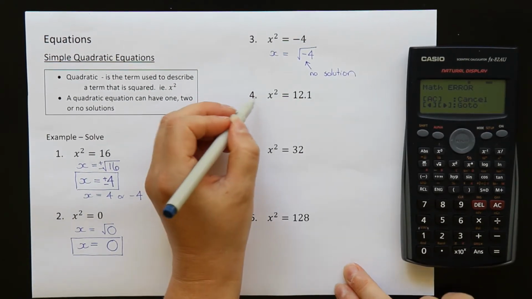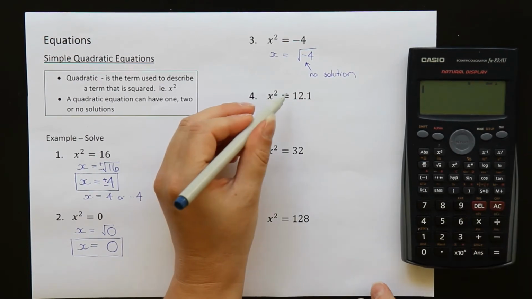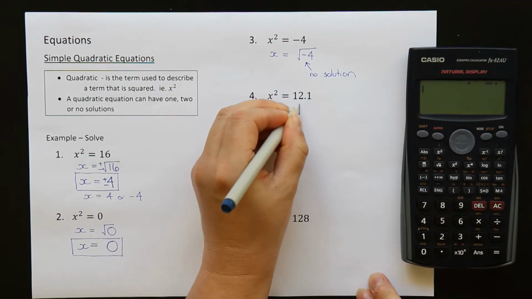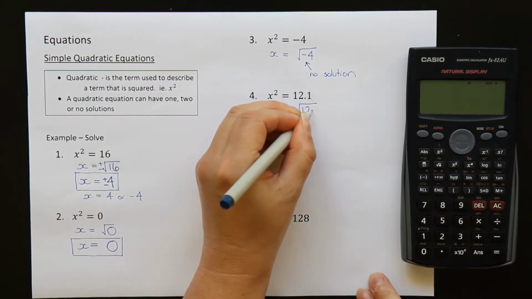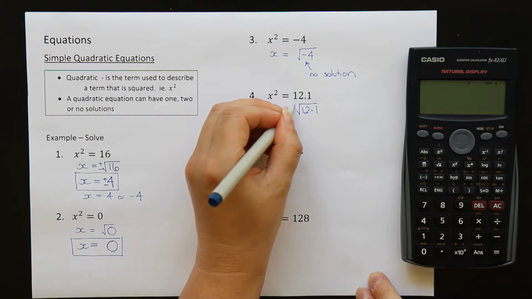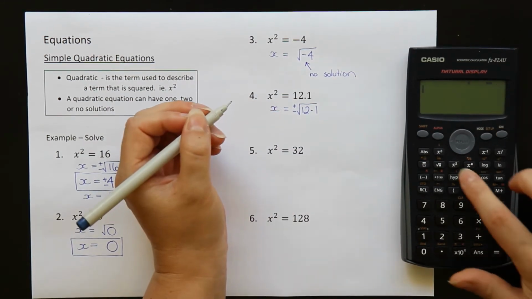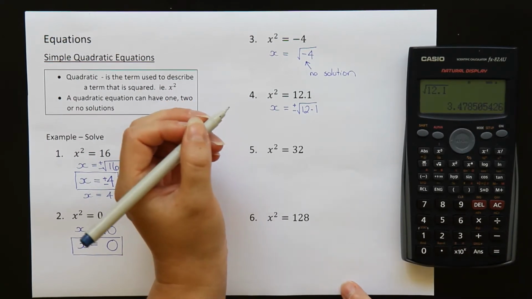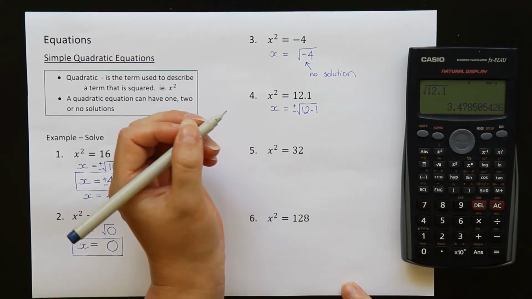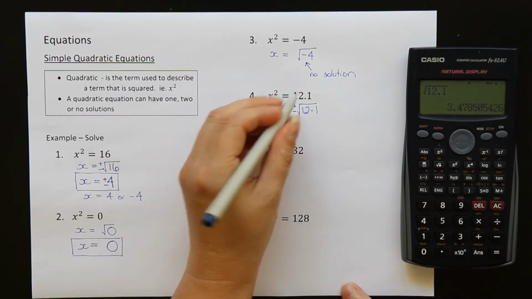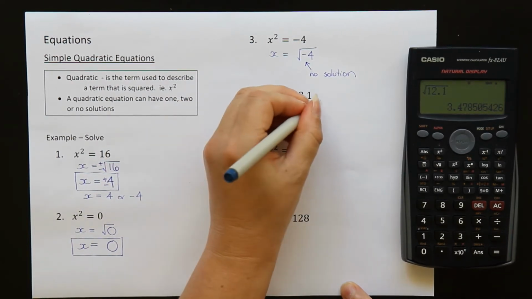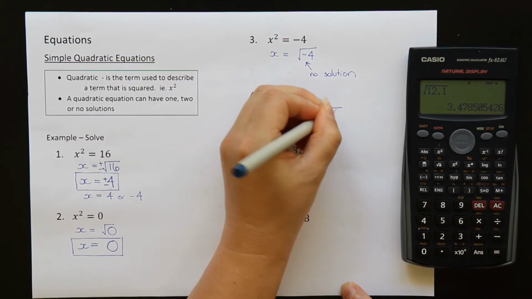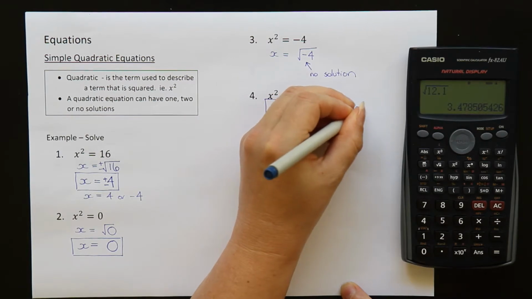So let's keep going. Number 4, x squared is equal to 12.1. To get x by itself, I want to square root 12.1, and I'll remember the positive and negative of that. If I square root 12.1, oh, I get a decimal. So there's two different ways you can leave the answer. You can either leave it like this. This is called exact form. So this is actually one way of writing the answer. Exact form.